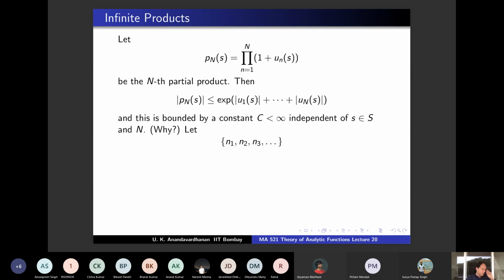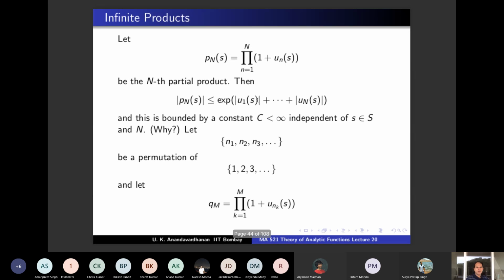And now I would like to look at rearrangement also. So let n1, n2, n3, etc. be a permutation of 1, 2, 3, etc. So indices are permuted. And consider the permuted partial product. Now instead of Uk, you are taking U_{nk}(s), up to m, let us call it Qm. So Qm is for this rearrangement. Finally, we would like to say that rearrangements don't matter, and all these products are uniformly convergent and are equal. This is what we would like to show. So let this be the notation: Qm, the m-th partial product of the rearranged infinite product.